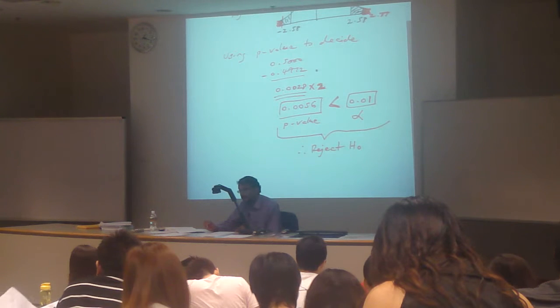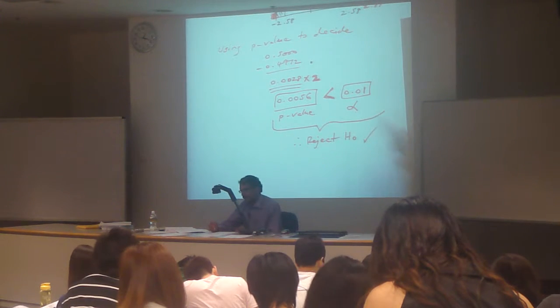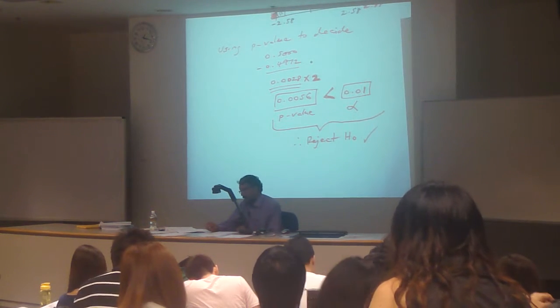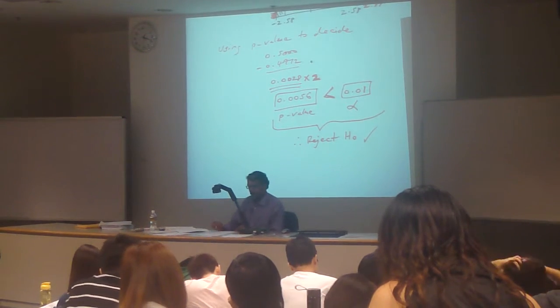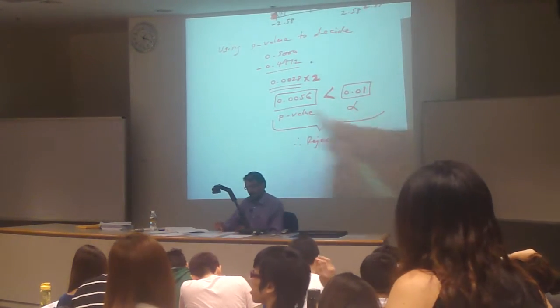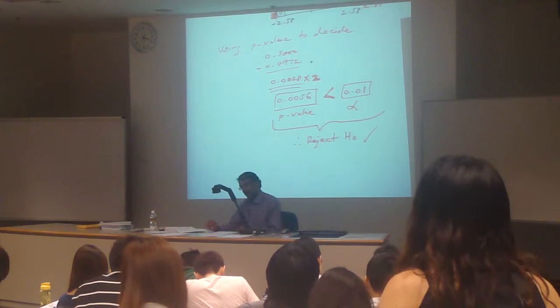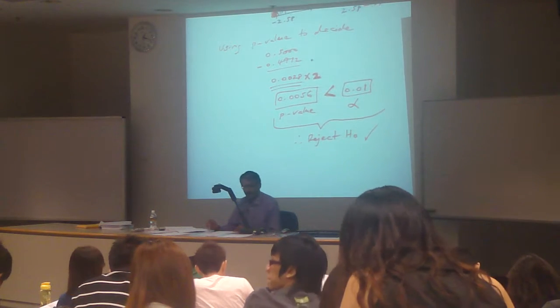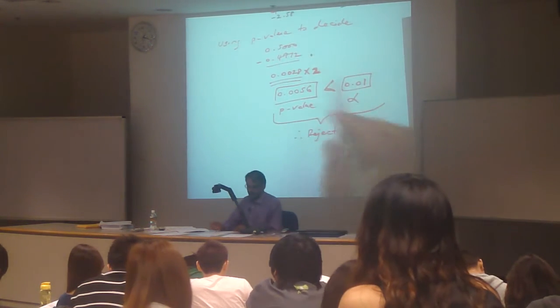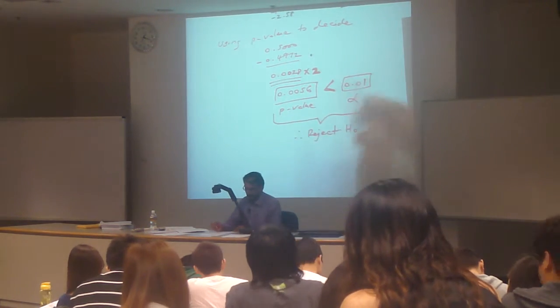Yes or no? Reject H0. Confirm. Perfectly confirmed. Then write this in terms of probability, please. Write this p-value in terms of probability, please.